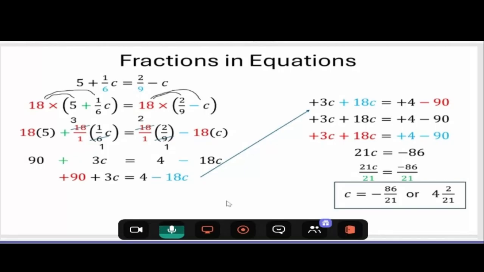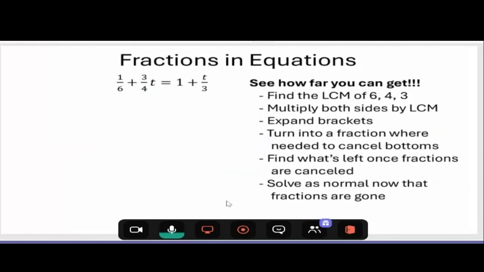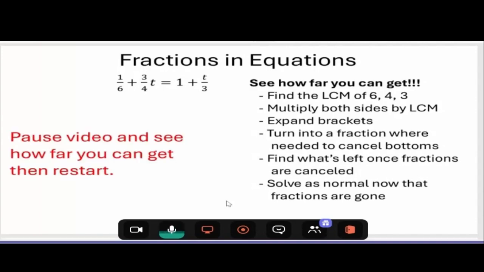Okay, so if you're feeling a little overwhelmed by these, that's not unusual. You really need to try some of them. But once you get the hang of it, making those fractions go away makes a huge difference. So here's one. I'm just going to say, see how far you can get. If you get stuck a couple of steps in, don't worry about it. But there's the list of the steps. See how far you can go on this.